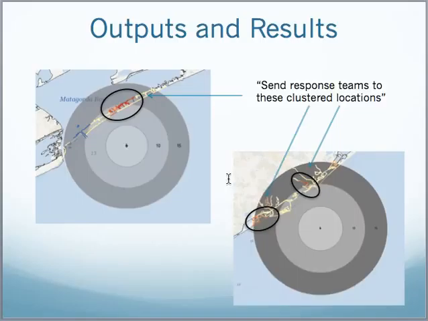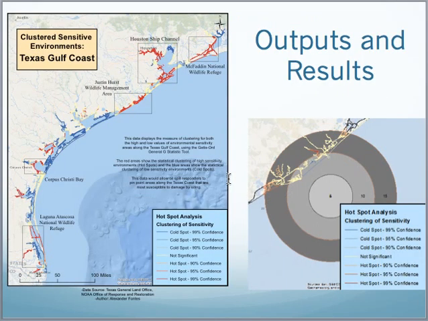And so this tool and this process could be used to help decide where to send response teams after an environmental disaster such as an oil spill, by looking at these clustered environments and clustering locations. You see what areas are most likely to have the largest impact.